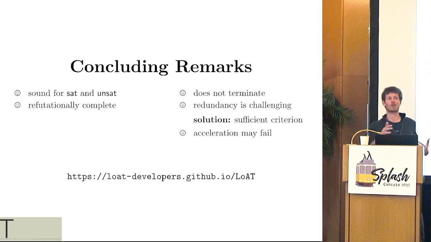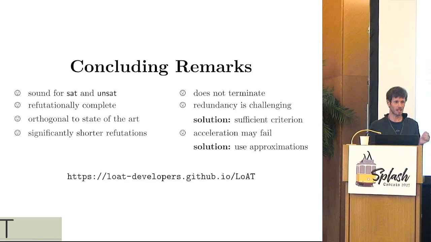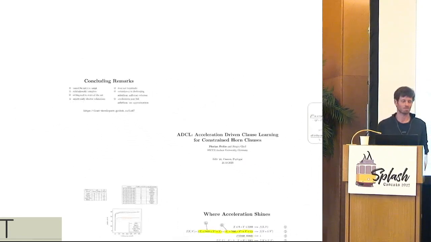I mean, you cannot always compute these transitive closures precisely. So here we sometimes have to resort to approximations, and those approximations are also just sound for unsatisfiability. But on the bright side, it's orthogonal to the state of the art, so we can prove quite a few things that other tools cannot prove, and it finds significantly shorter refutations than other tools due to its use of acceleration techniques. So thank you very much for your attention.